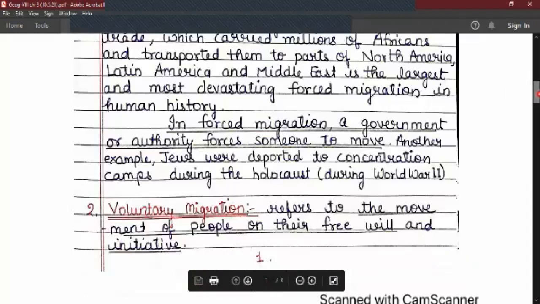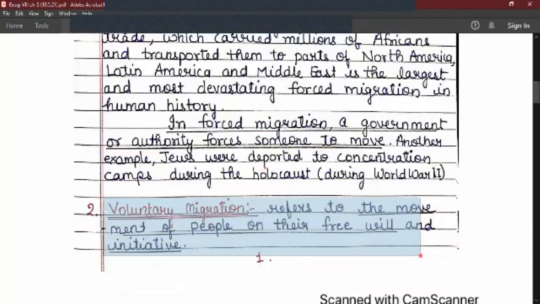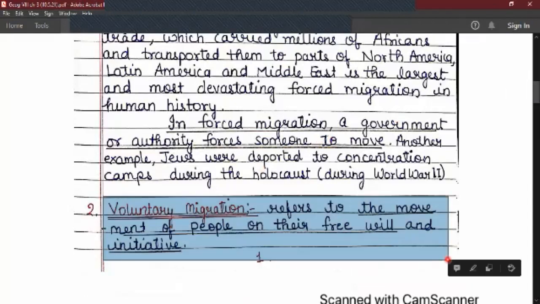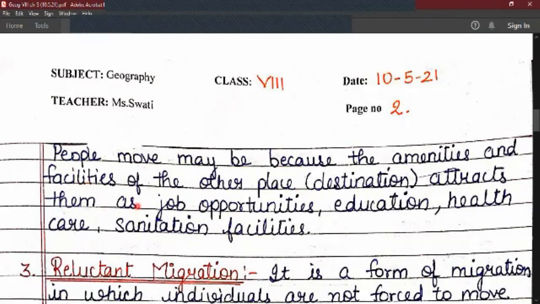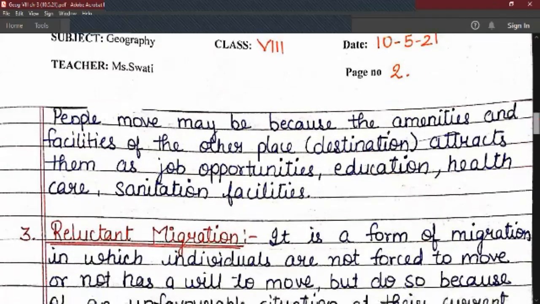Now, the second type of migration is voluntary migration. Voluntary migration refers to the movement of people on their free will and initiative. People move maybe because the amenities and facilities of the other place, means the destination place, attract them. Say, for example, better job opportunities, education, healthcare, sanitation facilities are available in the destination area. That's why people voluntarily move to the other place.